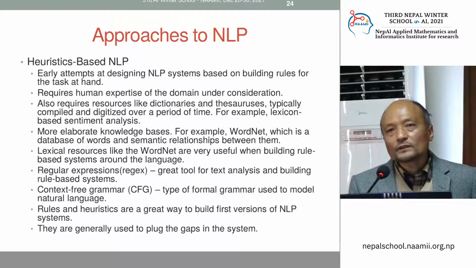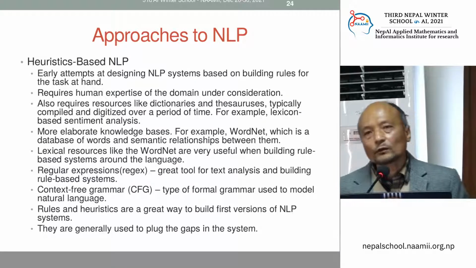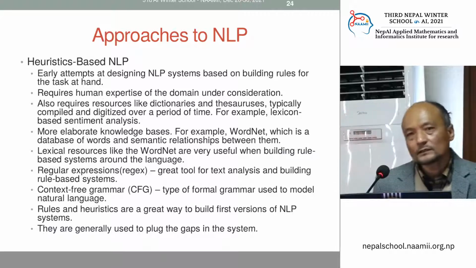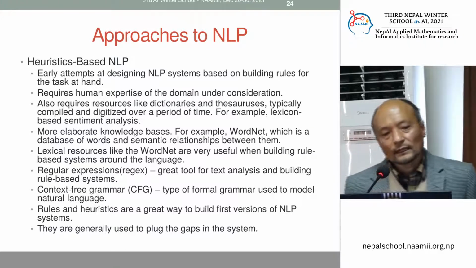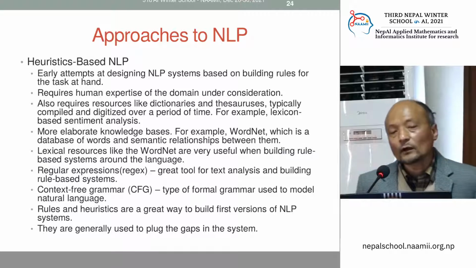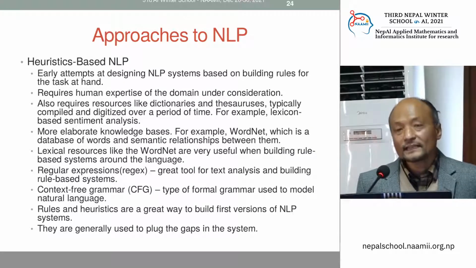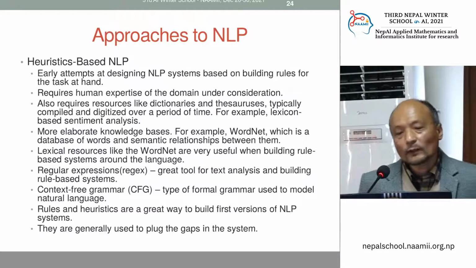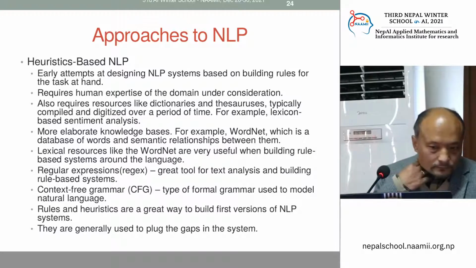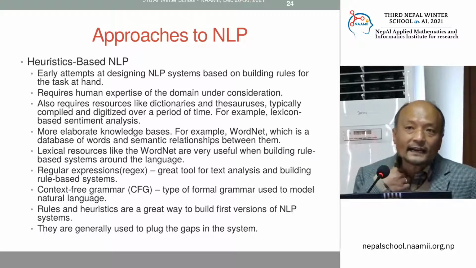There are different approaches to NLP. The very early systems were rule-based, or lexicon-based, or resource-based. These are also interchangeably known as heuristics-based NLP. That's one approach. These were early attempts at designing NLP systems based on building rules for the tasks at hand.